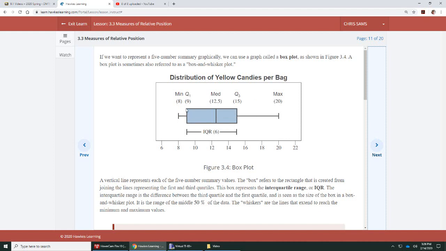Then the first line of the box will be your Q1. Second line of your box would be the median. And the end of your box will be Q3. So you make a box out of those. That's why they call it a box plot. And then your last, very end, is your maximum value.